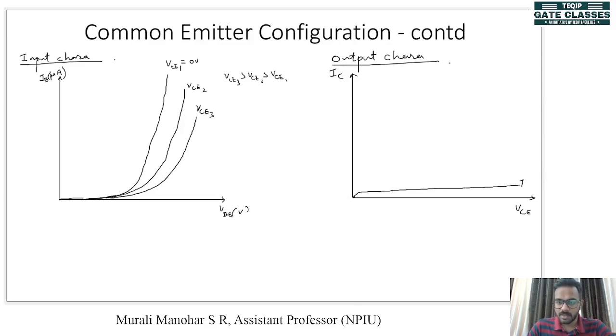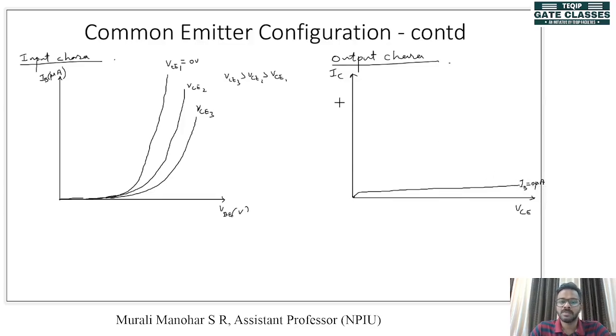This is for IB equal to 0 microampere. Here the issue is, in the previous case, that is common base configuration, we had seen that when input current, which is emitter current, was equal to 0 milliampere, collector current was also 0. That is because emitter and collector currents are almost the same. But here we are holding IB constant at 0 microampere.